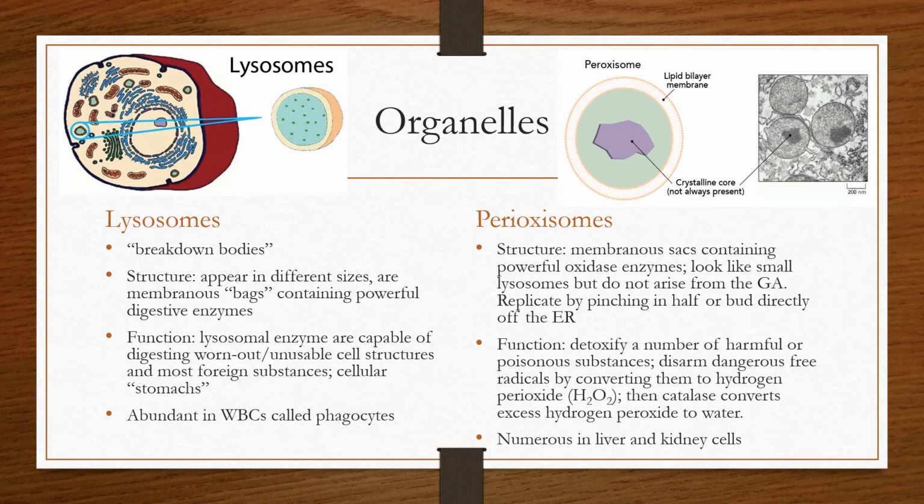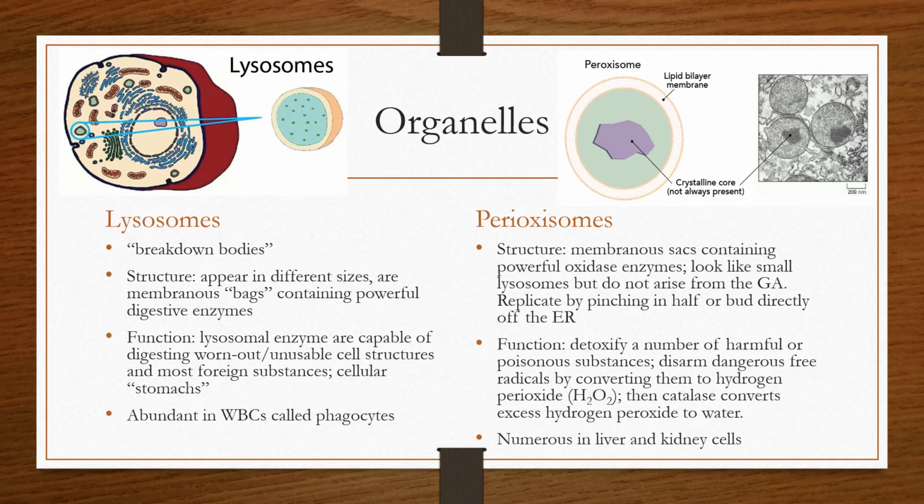So we just heard the word lysosome in pathway 3, but they're basically the breakdown bodies. In structure, they appear in different sizes and are membranous bags containing powerful digestive enzymes. Function, lysosomal enzymes are capable of digesting worn out or unusable cell structures and most foreign substances. Their cellular stomach. So it just takes care of whatever the cell no longer needs and it digests it. It's abundant in white blood cells called phagocytes. So the enzymes they contain are formed by the ribosomes on the rough ER and packed by the Golgi apparatus.